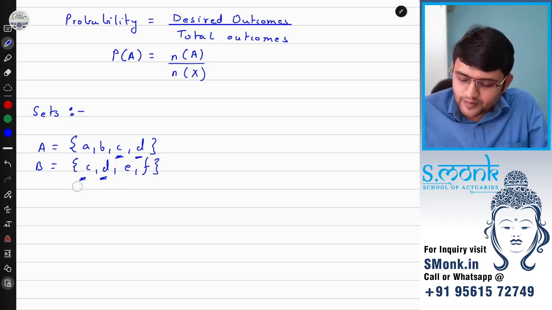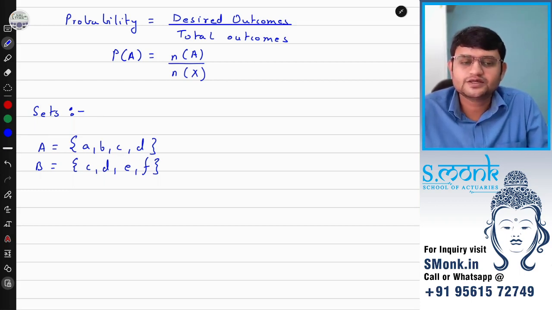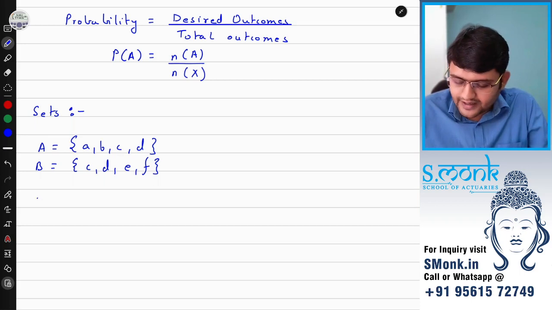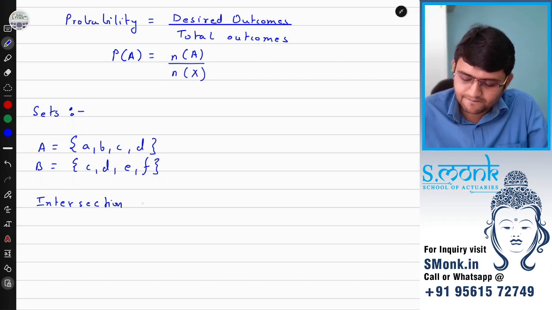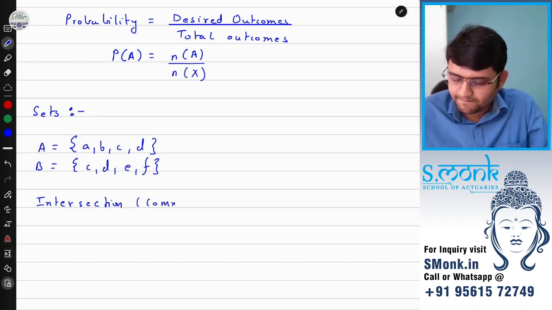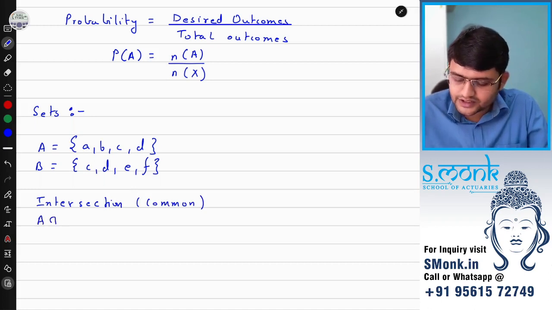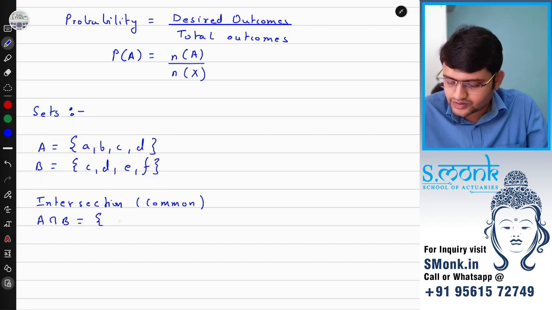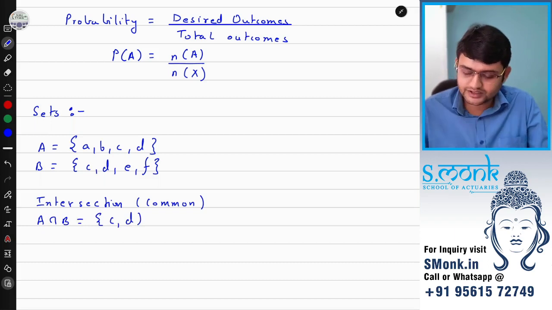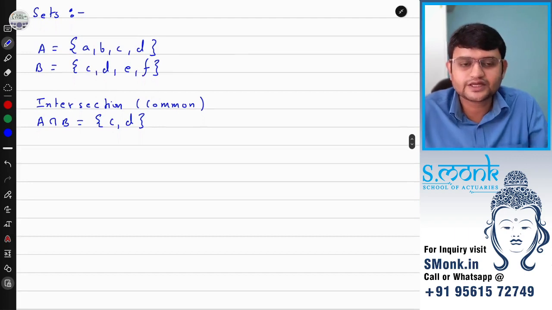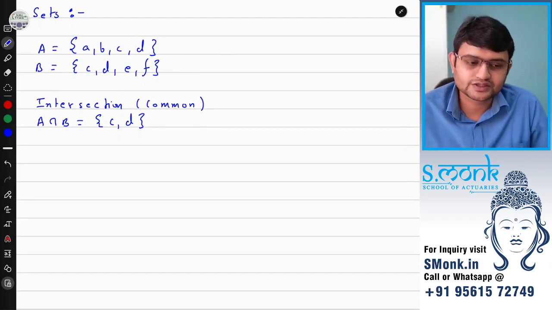So there is something common between A and B, and we call that the intersection. So A intersection B is going to be C comma D. These are the two elements that are common between A and B. That is nothing but intersection.